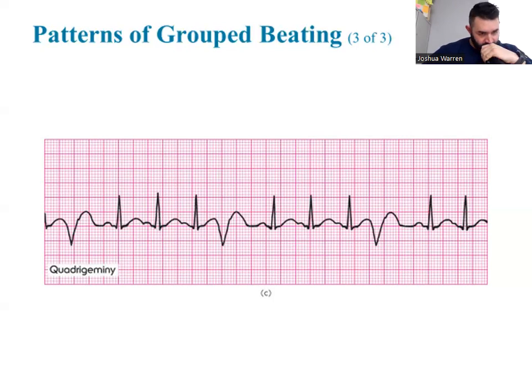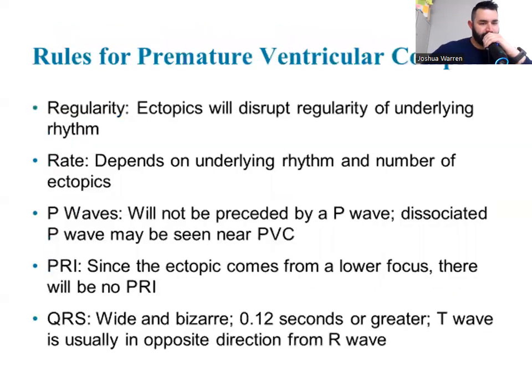Interesting. What about every fourth beat? We're looking at ventricular quadgeminy. So there are rules for the PVCs. The rules really kind of wind down to the QRS complex. There is an underlying rhythm. Find out that first. And then you'll notice at the bottom, the QRS complex is wide, bizarre, and greater than 0.12. The T wave is usually opposite.